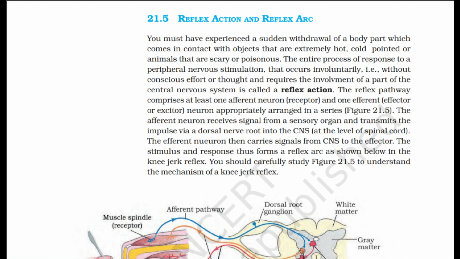The reflex pathway comprises at least 1 afferent neuron, receptor, and 1 efferent, effector or exciter, neuron appropriately arranged in a series. The afferent neuron receives signal from a sensory organ and transmits the impulse via a dorsal nerve root into the CNS at the level of the spinal cord. The efferent neuron then carries signals from the CNS to the effector. The stimulus and response thus form a reflex arc as shown below in the knee-jerk reflex. You should carefully study figure 21.5 to understand the mechanism of a knee-jerk reflex.